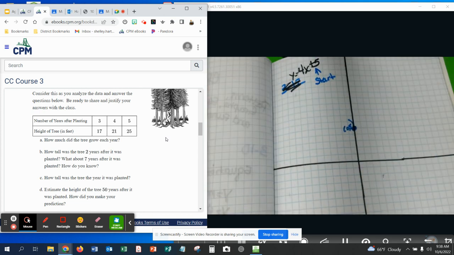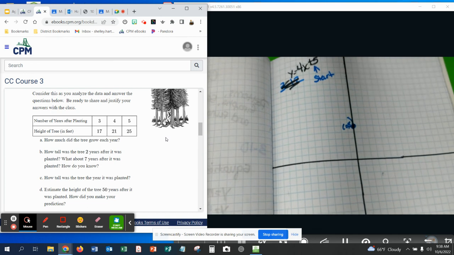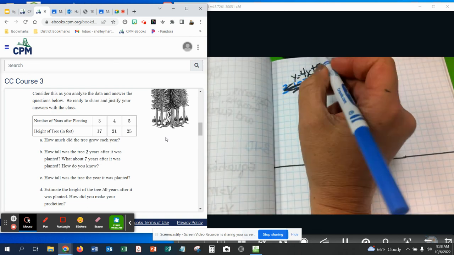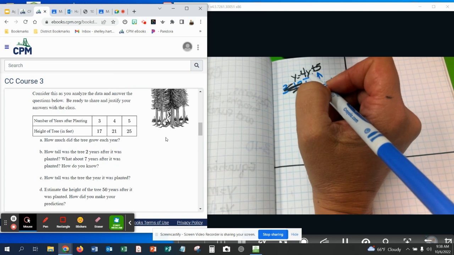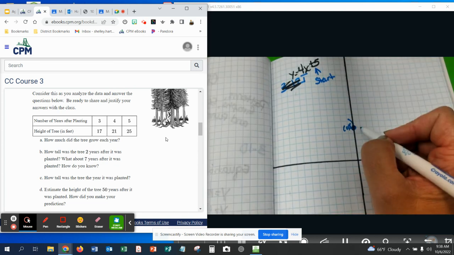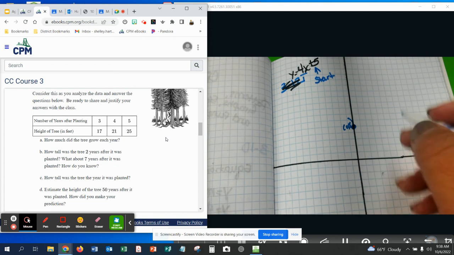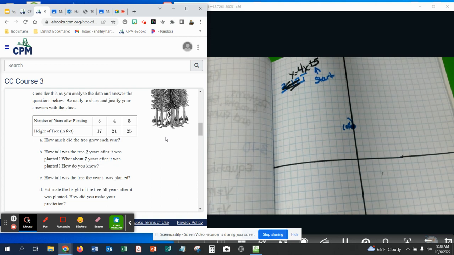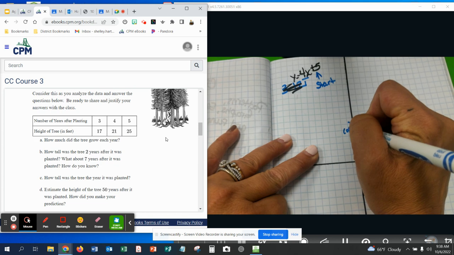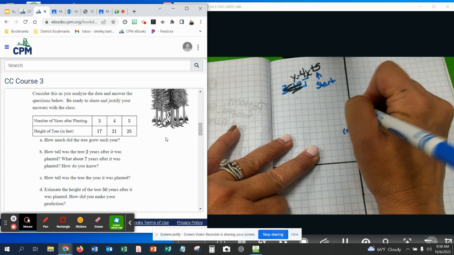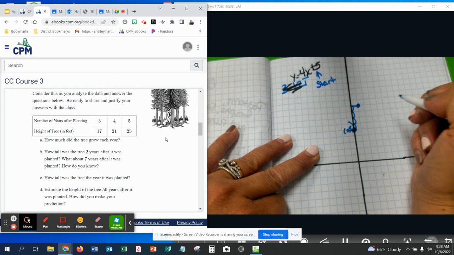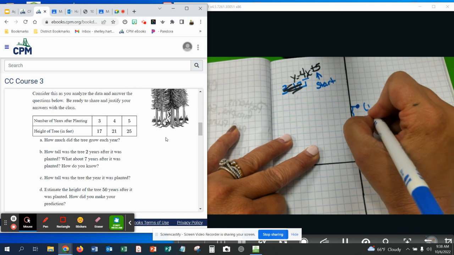Okay. Now the next thing we need to do is go over to the slope, because it's telling us that we're going to either go over 1 and up 4 or up 4 and over 1. I like to go up 4 over 1. So I'm going to just do this to show you. Up 4, 1, 2, 3, 4, and over 1. Like that. Second dot, which is 1 and 9.